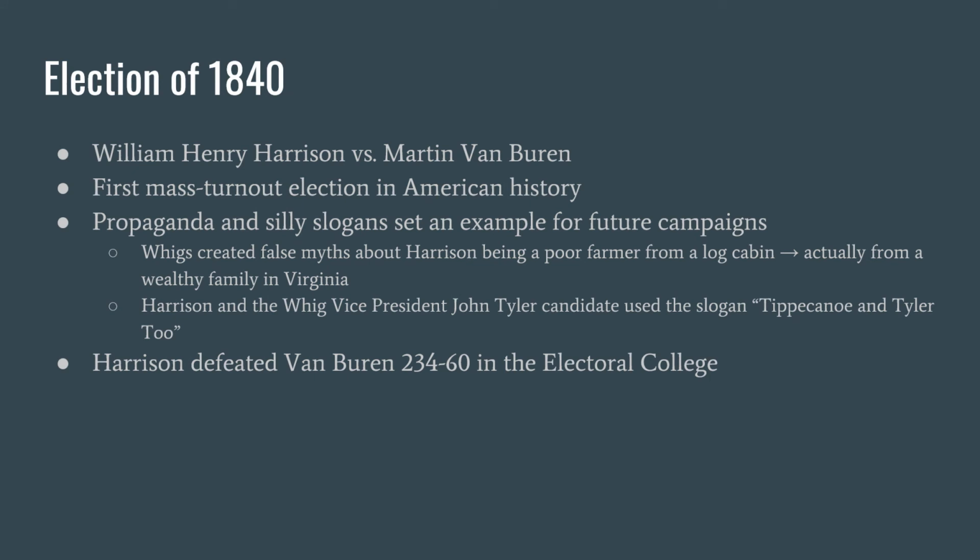So he does run again in the election of 1840, and he runs against William Henry Harrison. The Whigs finally figure it out. They select William Henry Harrison again as their nominee, and this is sort of the first mass turnout election in American history. We see many, many more people coming out to the polls to cast their vote. This is also the first time we start to see a lot of propaganda and silly slogans come out and be used as a campaign tool.